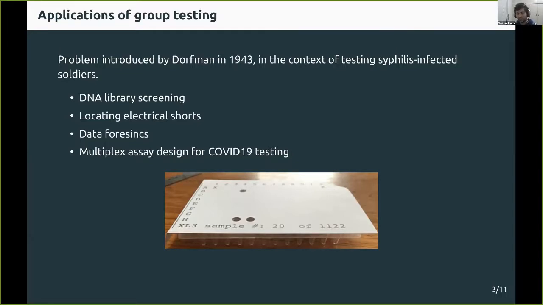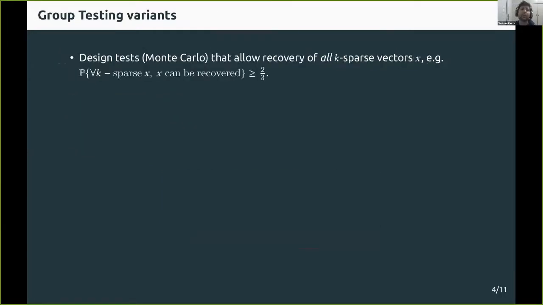And let me now say a bit about the group testing variants, because there are quite many variants appearing in the literature, and sometimes they appear under different guises. One very common variant is to design some tests, let's say a Monte Carlo construction of some tests, that allow recovery of all k-sparse vectors, which means that you pick some tests randomly, and then the probability that for all k-sparse X, you can recover X from those tests is at least, let's say, 2/3.